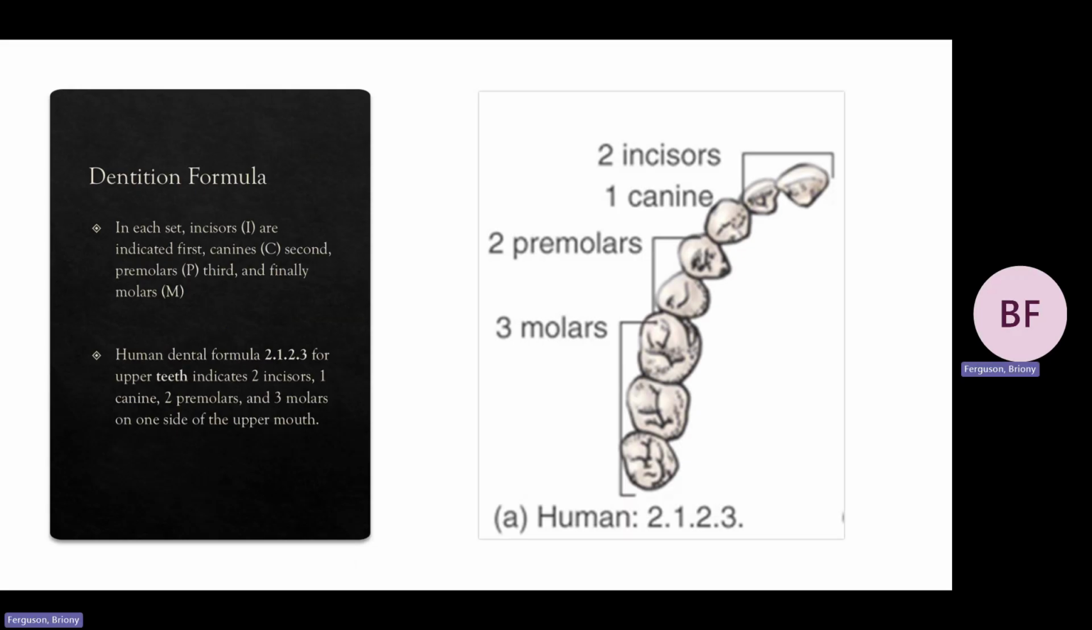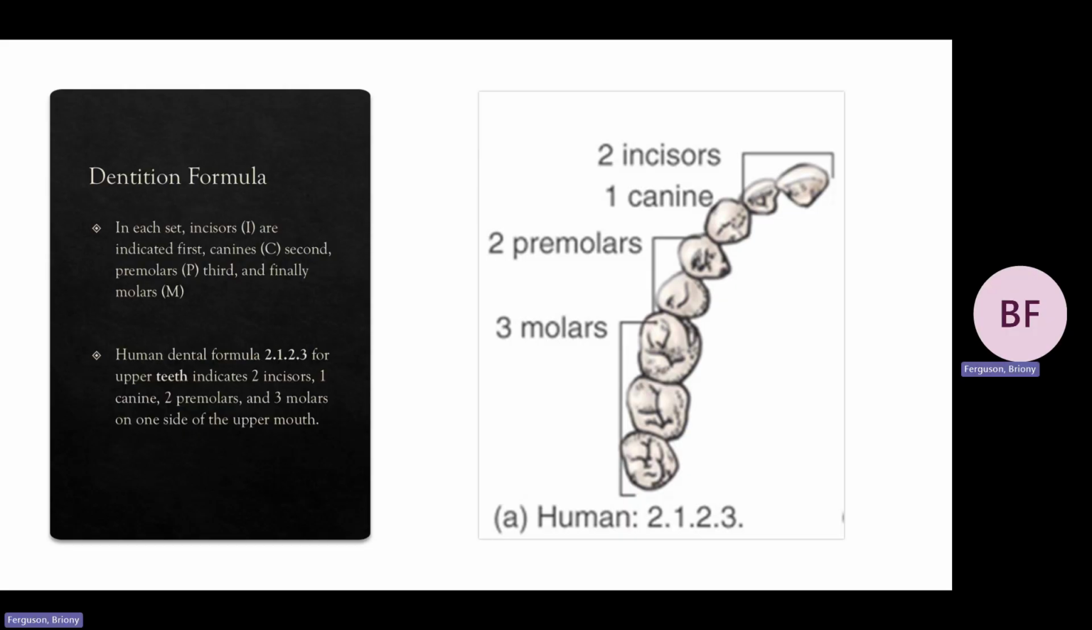Now, what we're building up to is talking about dental formula. So you can actually count the dental formula for any animal. Humans have a 2, 1, 2, 3 dental formula. And the way that you count these is that the first number is counting the number of incisors. The second is your canines. Third is your premolars. And then finally, the fourth is your molars.